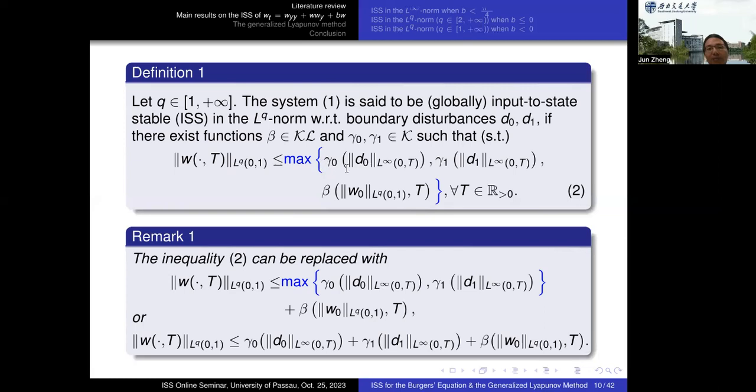Here we take the maximum between these three terms. Of course, this estimate is equivalent to this one, where we take the maximum between only two terms. Of course, they are both equivalent to this one, where we take the sum instead of the maximum. In the following, I will use different but equivalent ISS estimates in the considered problems.